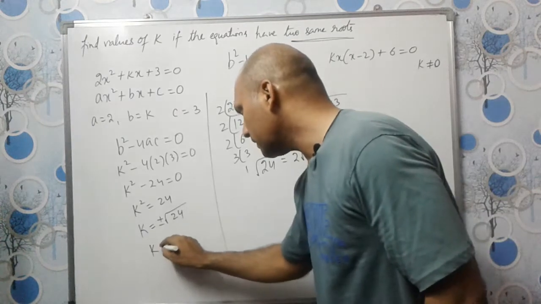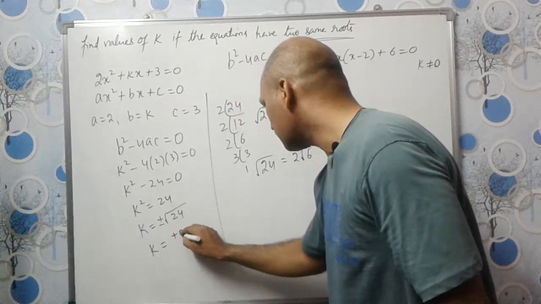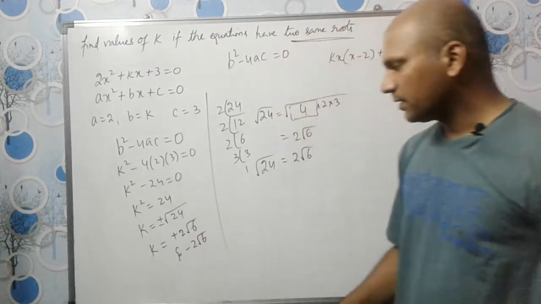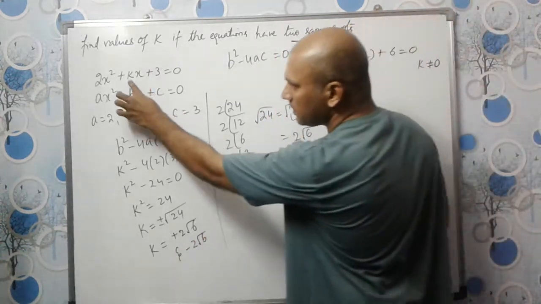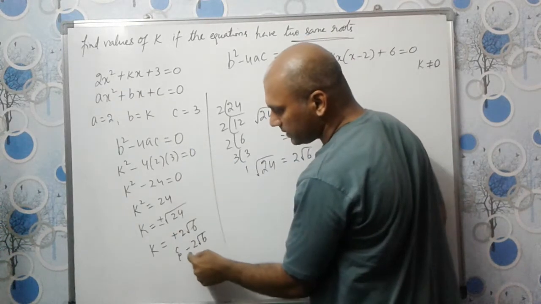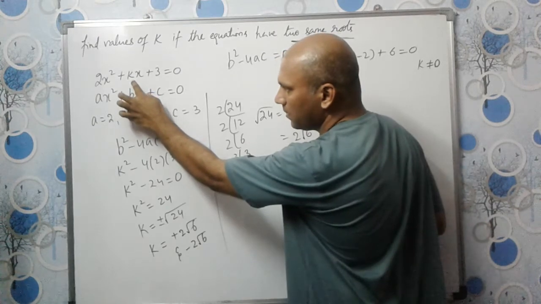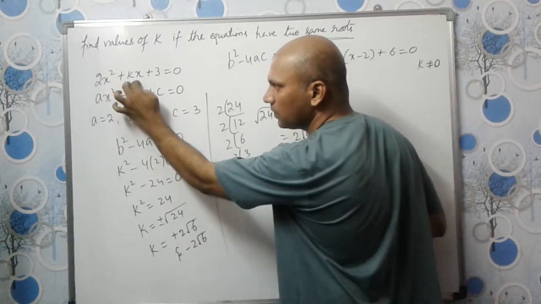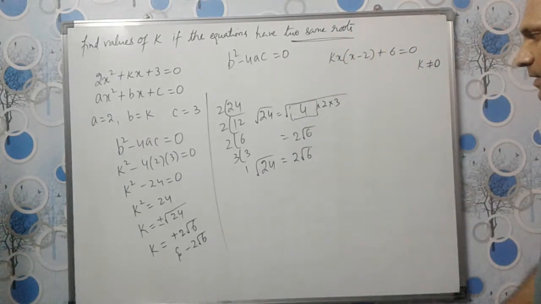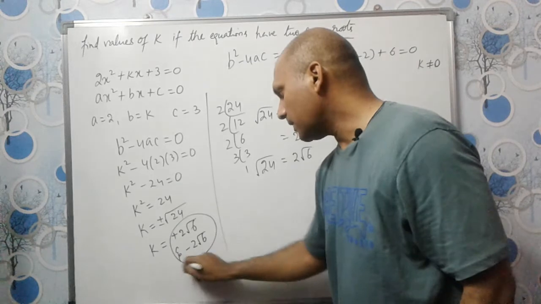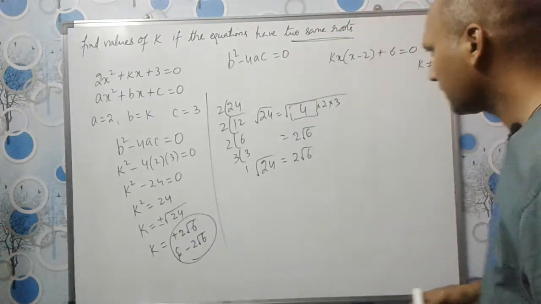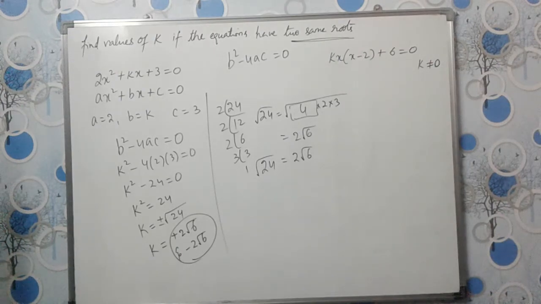So what is the value of k now? Plus 2 root 6 and minus 2 root 6. In the place of k, if we write plus 2 root 6 or minus 2 root 6 and find the roots, we'll have two same roots. So the value of k is plus minus 2 root 6, or you can write plus minus root 24 also. Let us solve the other problem.